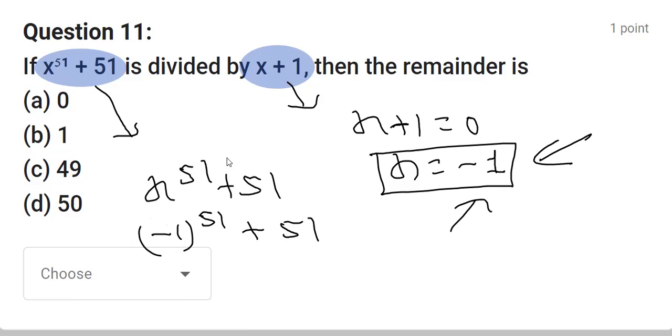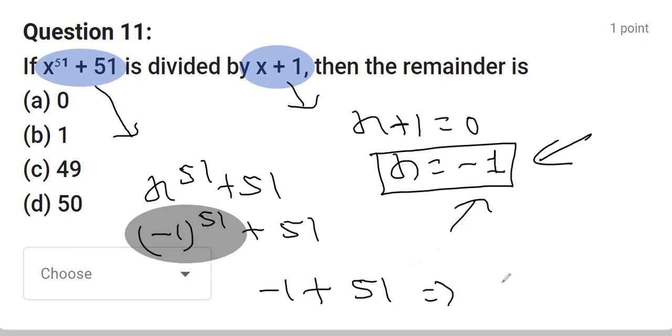Now remember that minus 1 raised to the power 51 is not minus 51 or 51. You should remember that 1 raised to any power is 1, but minus 1 raised to an odd power will remain minus 1, and if it is an even power, it will be positive 1. Over here it is an odd power, 51, so I wrote minus 1 plus 51. As you know, minus 1 plus 51 is 50, so it will give you positive 50. So this is the answer for question number 11.